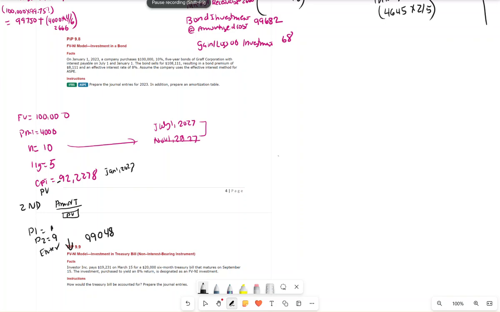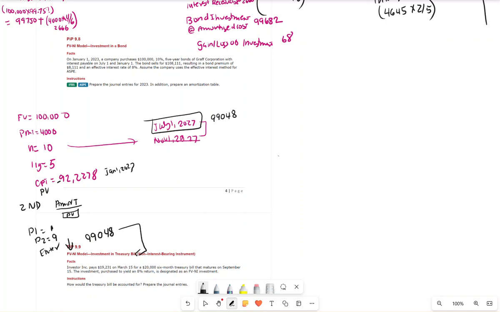And now what we have is that will be the payment as of July 1st 2027. The carrying value of your bond will be 9940. So you could do it through the table or you could do it through the calculator. This is the only way to show you for the calculator.